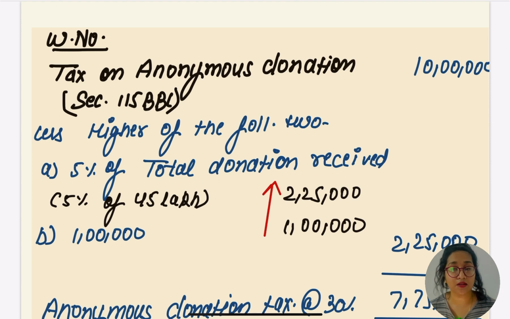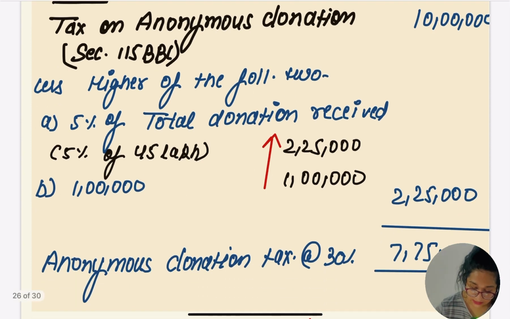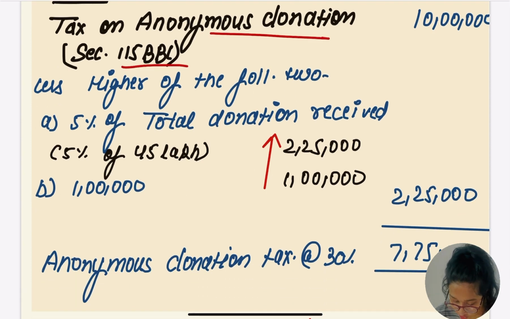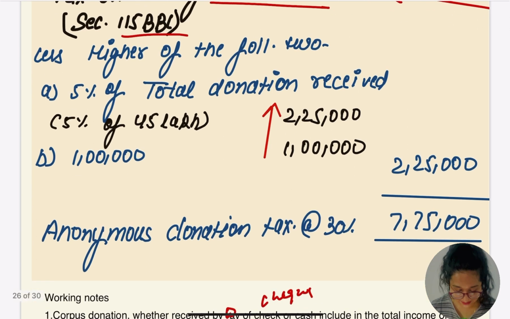The second part is going to be that amount which is taxable at the rate of 30% under section 115BBC. So let's go for it, guys. Tax on anonymous donation under section 115BBC. We have an anonymous donation of 10 lakh. This is clear.